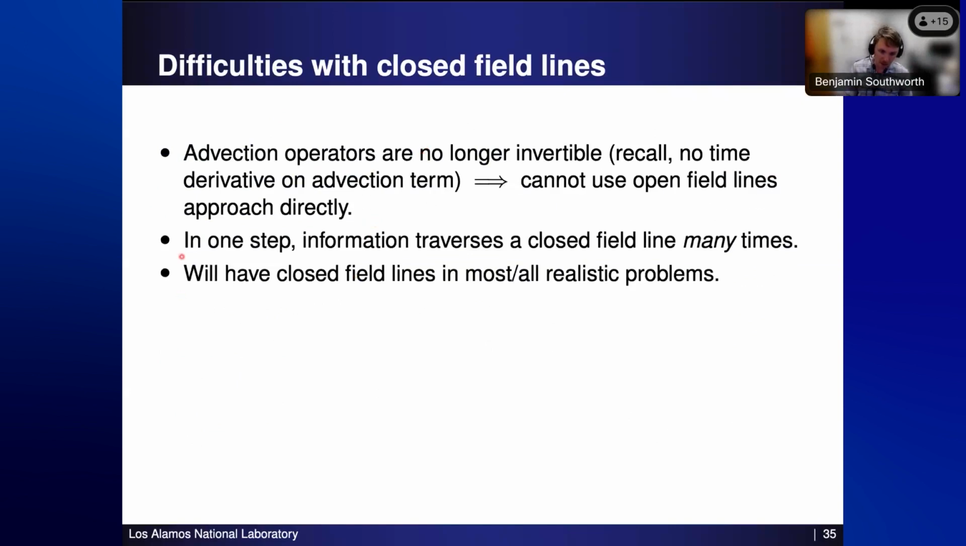And the thing about closed field lines with these extreme levels of anisotropy is, for physical problems, in one time step, information traverses a closed field line many, many times. It's not like you're integrating partially one way around. One time step will do 100 or 1,000 iterations around your field line, because the heat conduction coefficient along that direction is so large relative to our time scale. And the last and most important point is that we will have closed field lines in pretty much all realistic applications, at least in the context of magnetic confinement fusion.